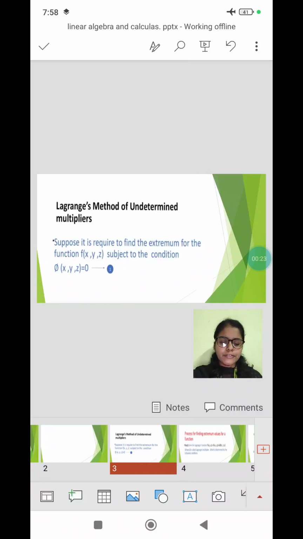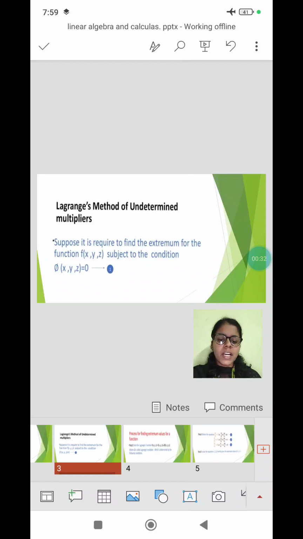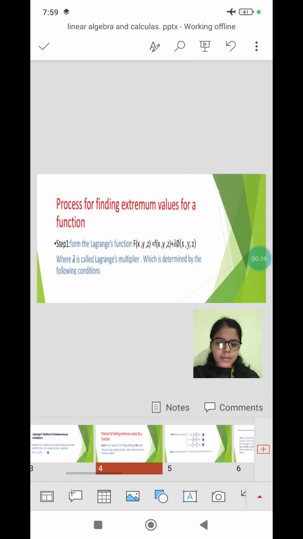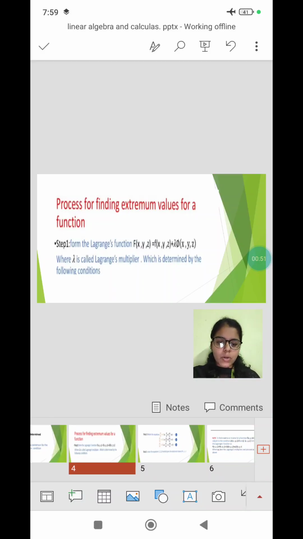Suppose it is required to find the extremum for the function f of xyz subject to phi of xyz equals 0. Let us consider this as equation 1, and the process for finding the extremum value for a function. Step 1. Form the Lagrange's function F of xyz equals f of xyz plus lambda into phi of xyz, where lambda is called Lagrange's multiplier, which is determined by the following conditions.